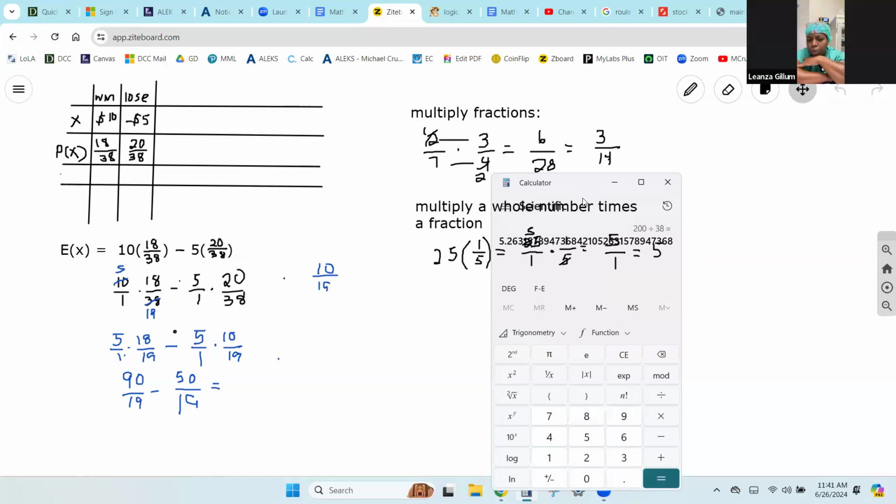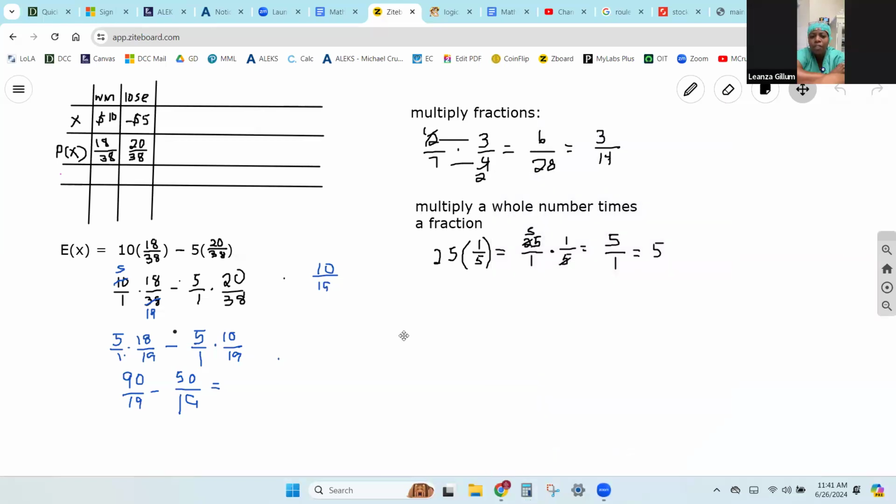So, Mr. Cruz, when you cross multiplied the 5/1 times the 20/38, how'd you get that? I didn't. I just simplified this one. Okay.